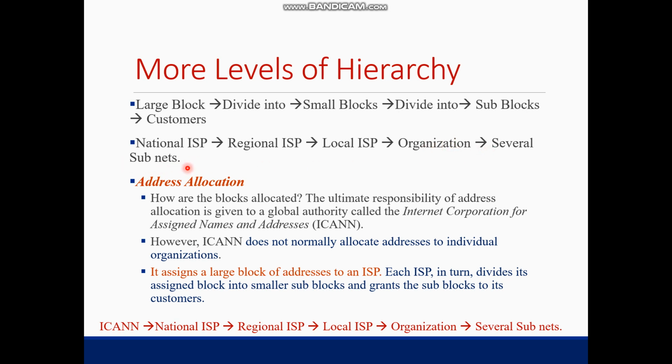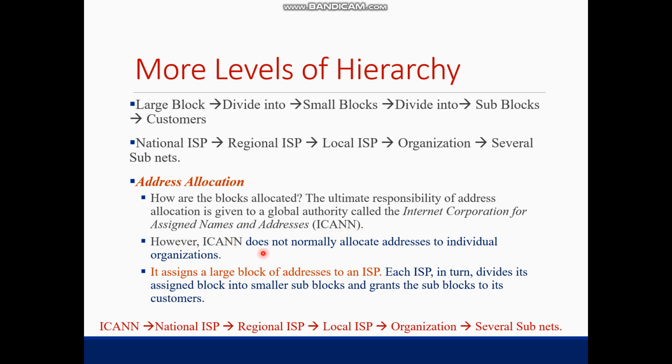So we can say how addresses are allocated. The term address allocation means how the blocks are allocated. The responsibility of the address allocation is given to a global authority called the Internet Corporation for Assigned Names and Addresses, ICANN.